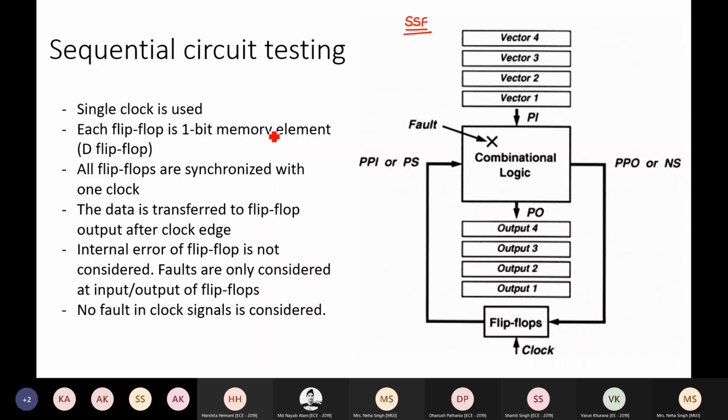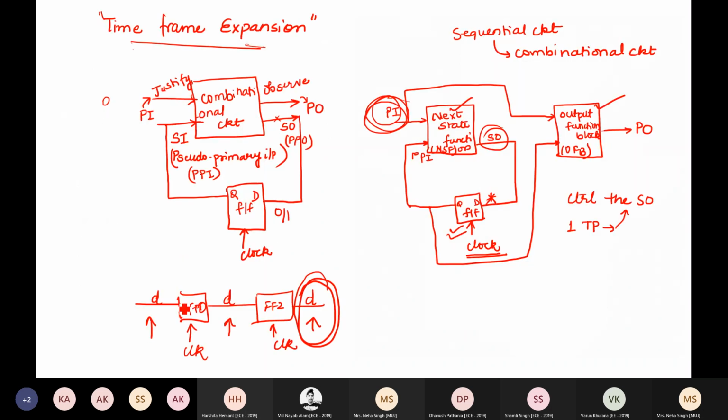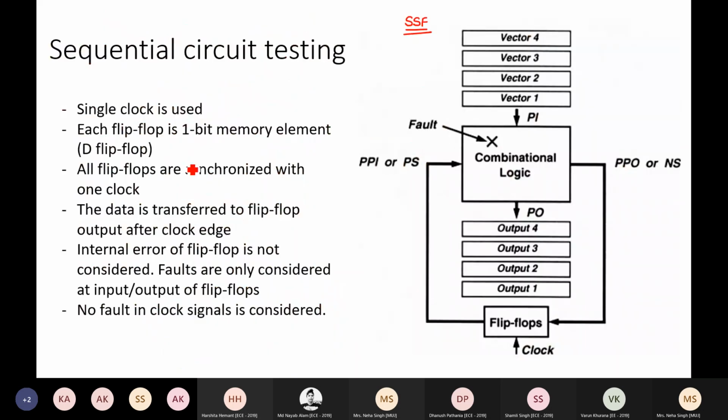Right. सिंगल क्लॉक का advantage क्या है? That I am able to identify कि किस टाइम पर मुझे इनपुट पैटर्न्स को देना है. अगर इसका क्लॉक अलग चलेगा, इसका क्लॉक अलग चलेगा, then it will not be possible for me कि ये वाला टेस्ट पैटर्न कितनी देर तक अप्लाई करना है. Right. So to save that time we consider that only a single clock is used.